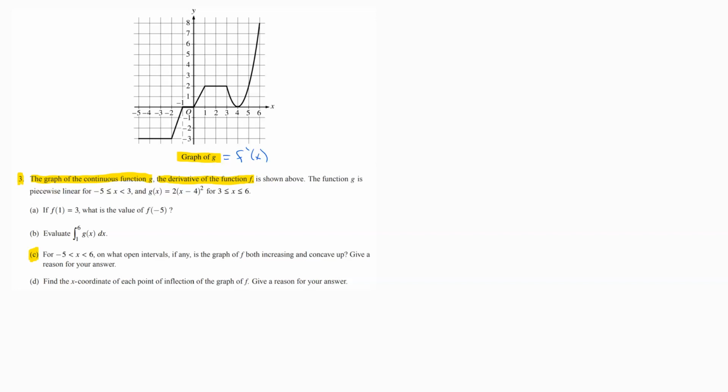So part C wants to know on the interval from -5 to 6, on what open intervals, if any, is the graph of f both increasing and concave up. When we go through this, what we want to know is what those terms mean. The word increasing is talking about when we have a positive first derivative. And concave up is saying when do we have a positive second derivative. So that's how we know when things are increasing and how we know when things are concave up.